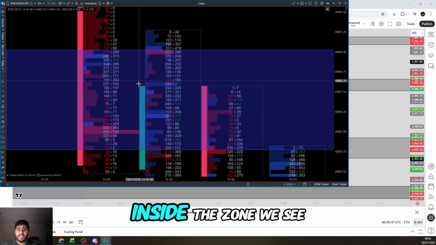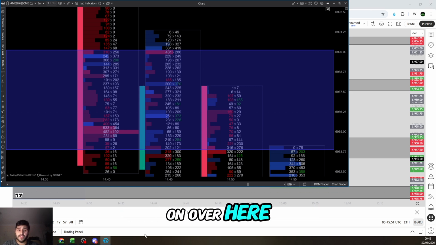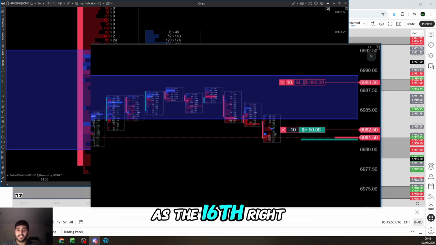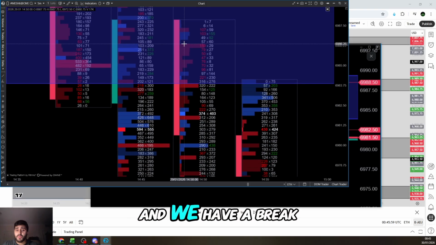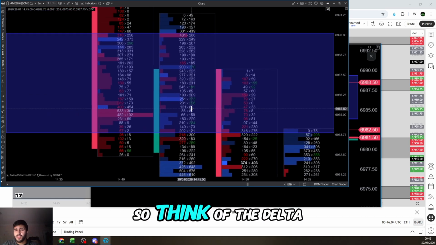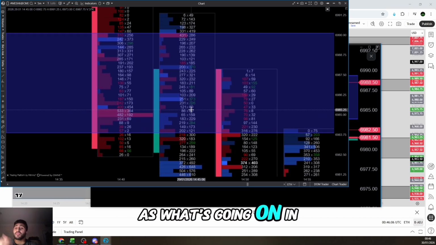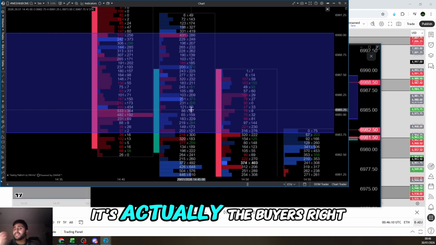So inside the zone, we see that blue delta, just like what was going on over here. It's the same thing as the 16th, the same kind of thing. So when you see lots of blue delta and we have a break below the zone, this just means that buyers were aggressive. Think of the delta as what's going on in the now time frame. Who is aggressive in the now? It's actually the buyers.